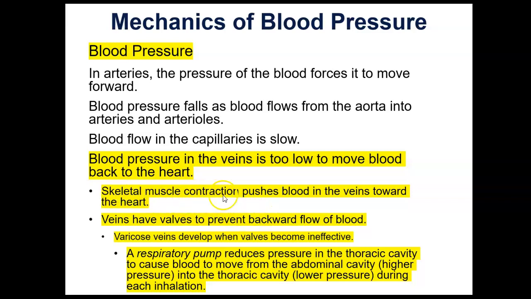Number one, skeletal muscle contraction squeezes the veins. That is why we need to exercise for our circulatory system. It squeezes those veins and pushes blood back to the heart, and the valves in the veins keep the blood from flowing backward. When those valves become ineffective, we get varicose veins.